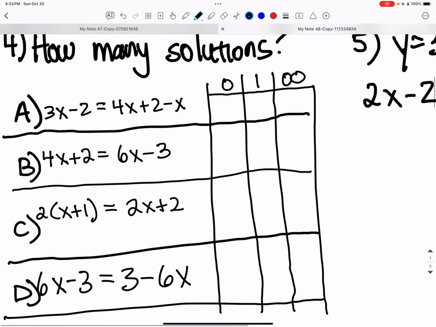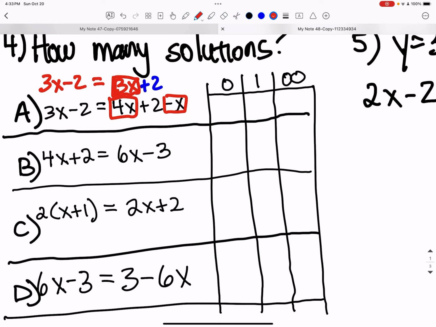All right, these ones, super easy. I've got 4 x's and -1x. So really I have 3 x's plus 2 on this side. I have 3 x's minus 2 on this side. The 3 x's are going to cancel each other out. First thing I'm going to do is just look at the x's. If they cancel each other out, then I look at the numbers. These are different numbers, -2, +2. These are never equal.